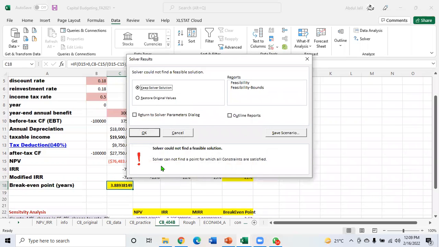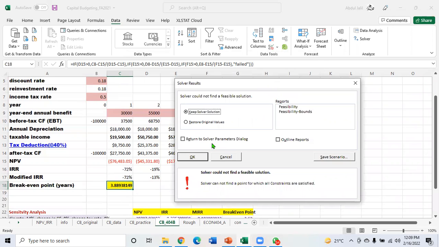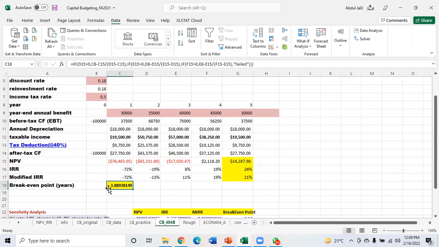After running it, the solver cannot find a point for which all constraints are satisfied. This means it is not going to solve. This is not going to be a feasible solution, we are not getting any feasible solution. So I'm just going to change it again. Let's suppose I keep it.